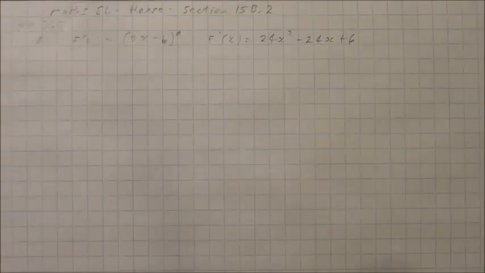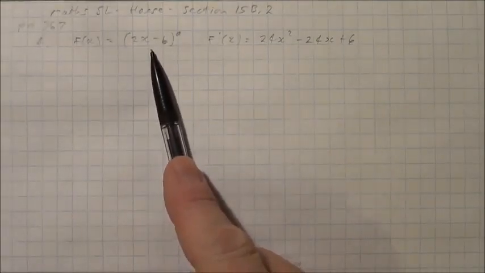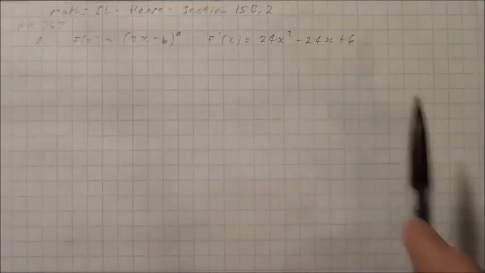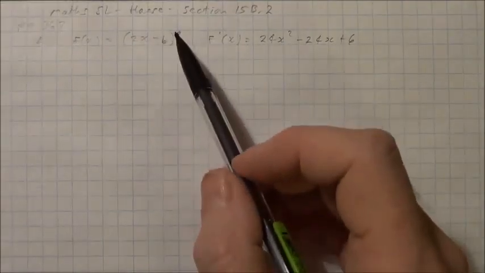Section 15B.2, question number 4, page 367. The question tells us that the gradient function of this original function is given by 24x squared minus 24x plus 6. We need to find constants a and b.